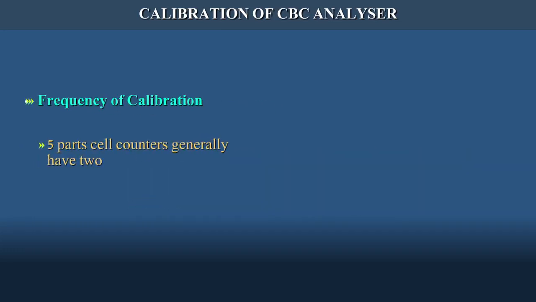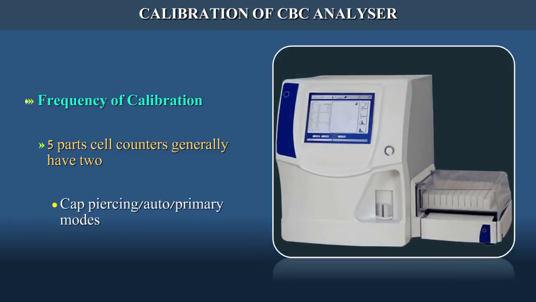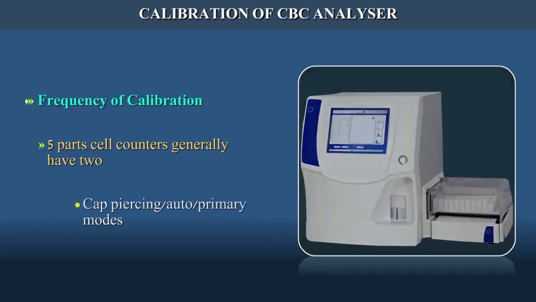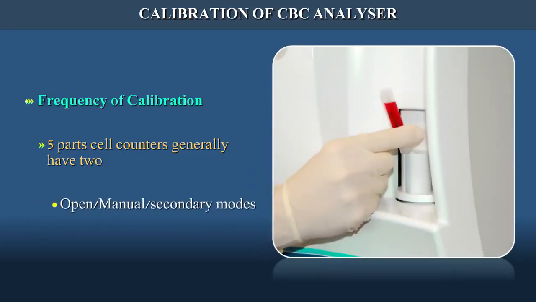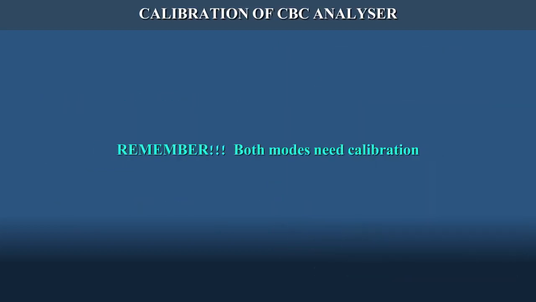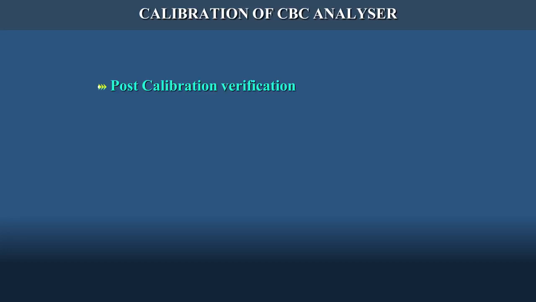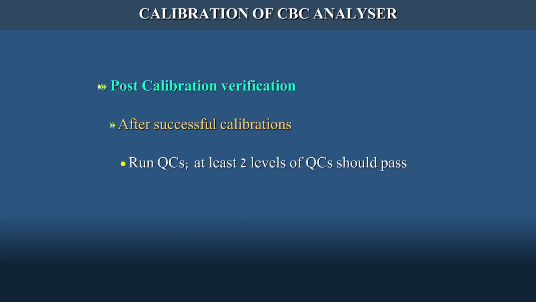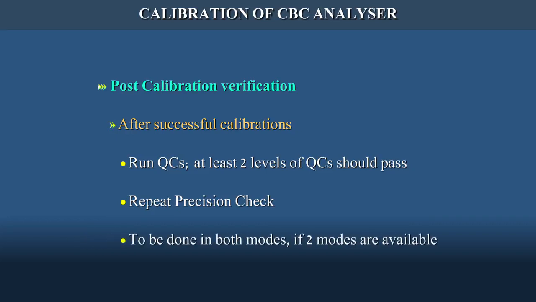5-part cell counters generally have 2 modes: cap piercing or auto or primary modes, open or manual or secondary modes. Depending upon how many modes your machine has, remember both modes need calibration. Post-calibration verification. After successful calibrations, verification is needed. Run QCs. At least 2 levels of QCs should pass. Repeat the precision check, to be done in both modes if 2 modes are available.